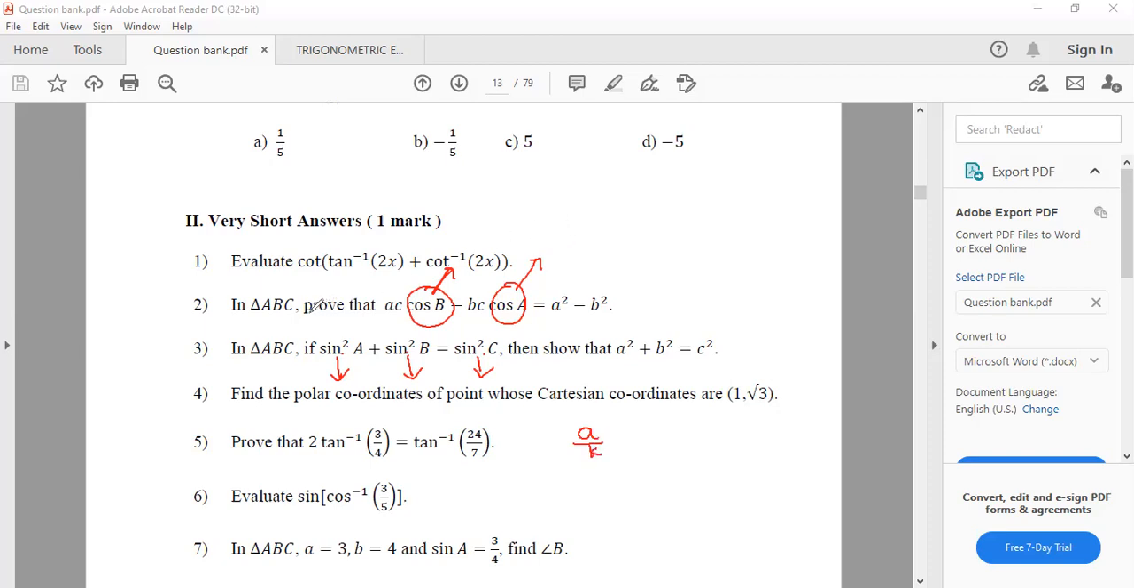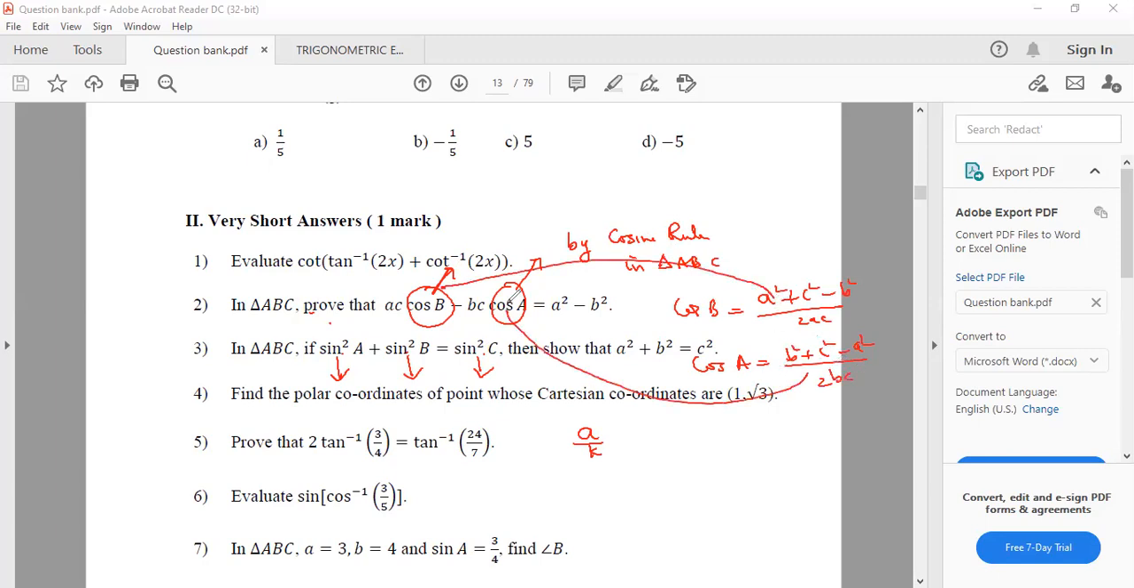Okay, one minute. Before you start this problem, you must write by the sine rule and by the cosine rule. By the cosine rule, in a triangle ABC, cos B is equal to A square plus C square minus B square upon 2AC. Cos A equal to B square plus C square minus A square upon 2BC. Now replace this here and here, and that's the answer. LHS equals RHS. Write this in the main statement.